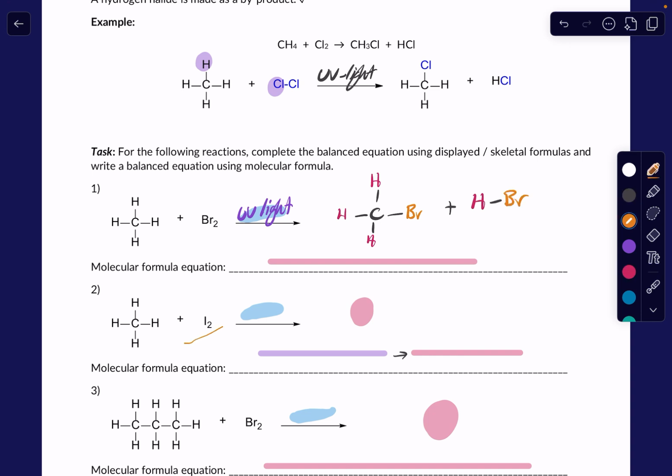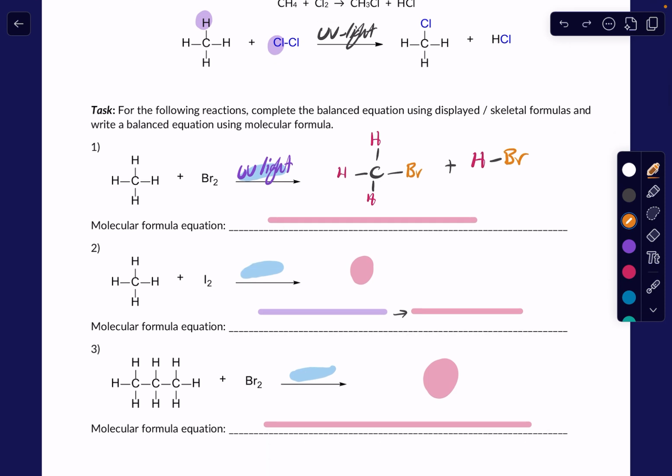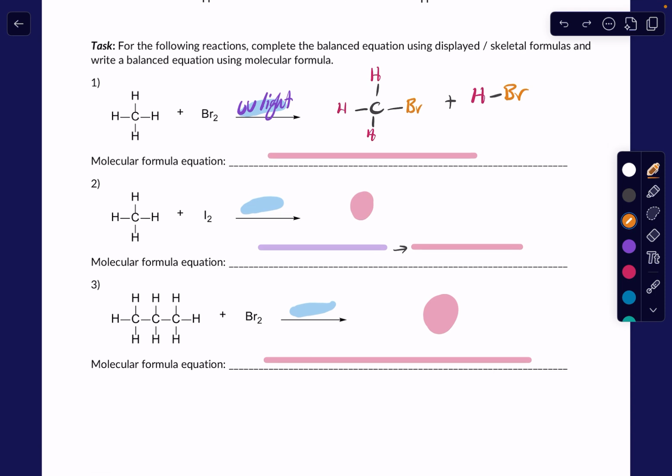What I would like you to do is write the molecular formula for that, double check your hydrogens, and make sure it balances. The next one, you can see again, I've got the bit in blue, that's going to be UV light, but the bit in purple, I would like you guys to write the molecular formula and write the product. I kept this one quite simple, so I'm going to keep this simple too. I've got CH4 plus I2. There's the line, I'm going to add UV light.